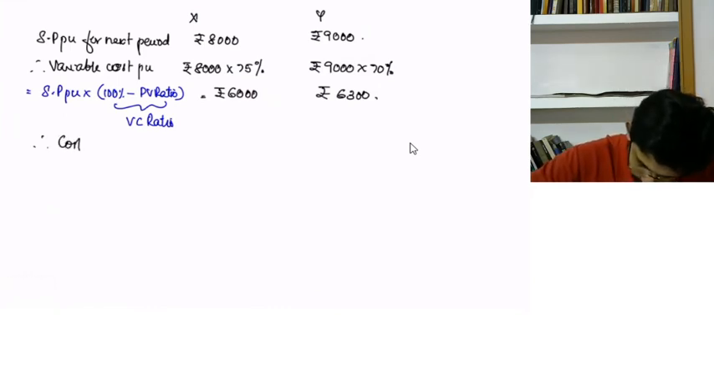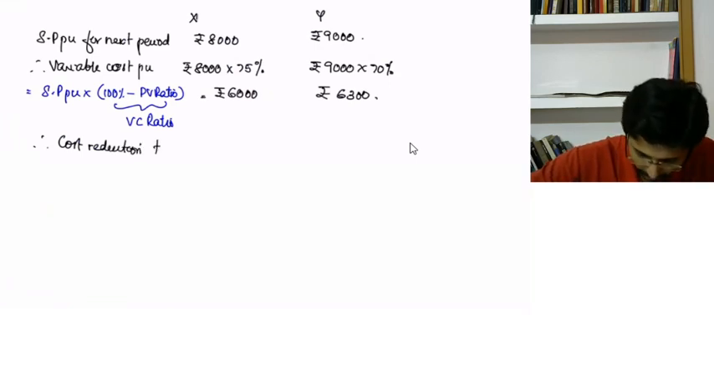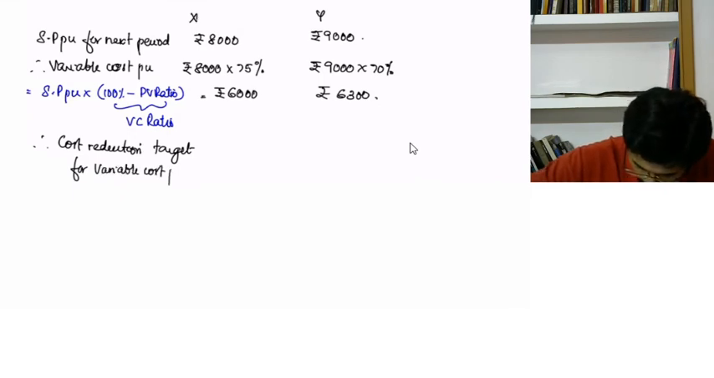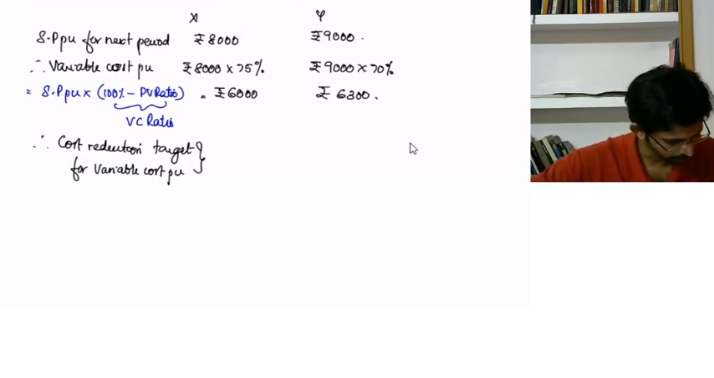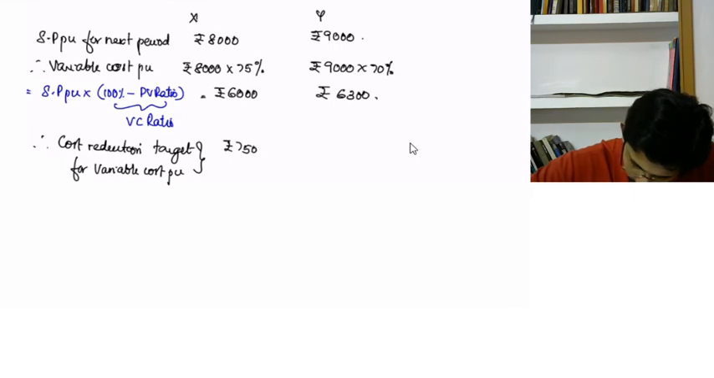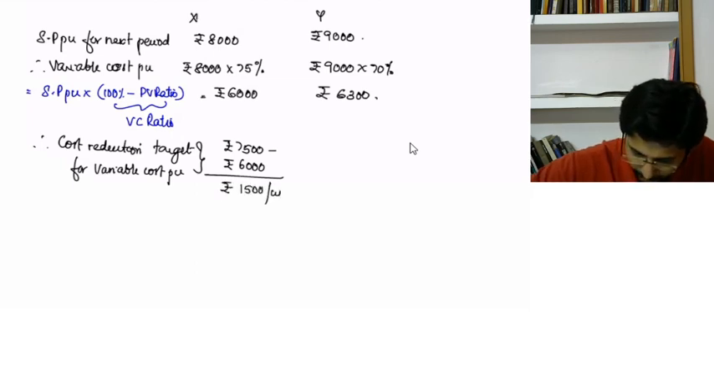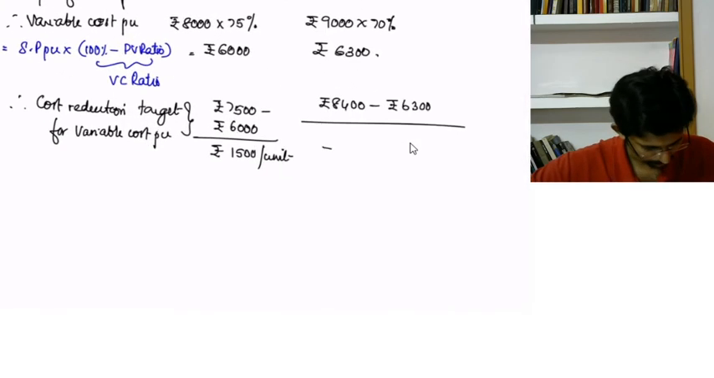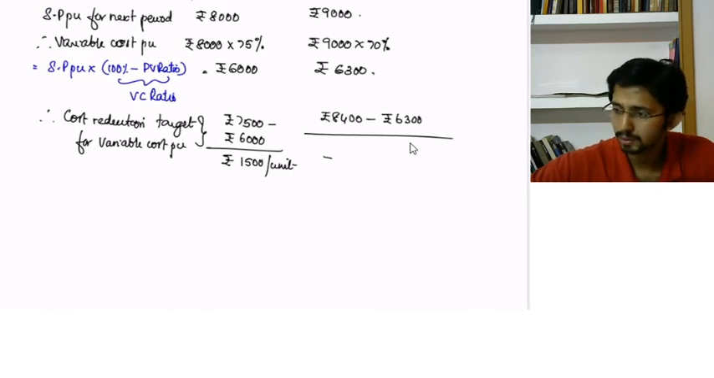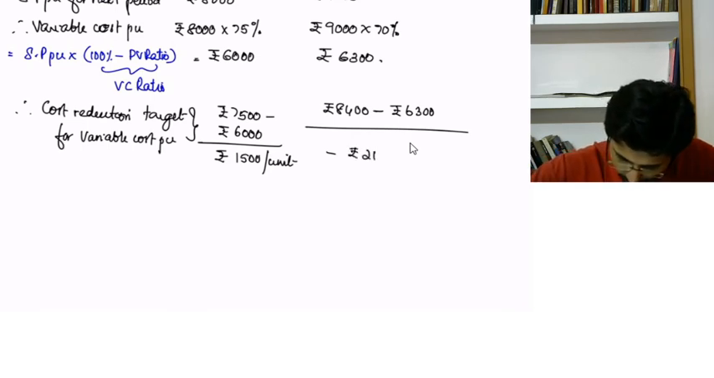Therefore, the cost reduction target for variable cost per unit will be 7,500 minus 6,000, that is rupees 1,500 per unit, and here it is 8,400 minus 6,300, so that is 2,100. That will give you 2,100.